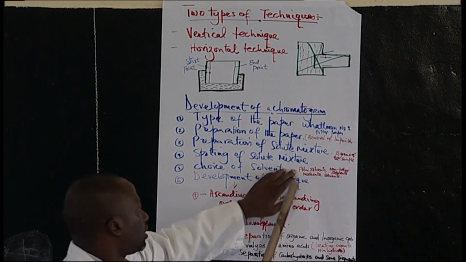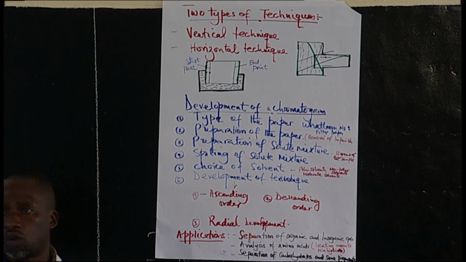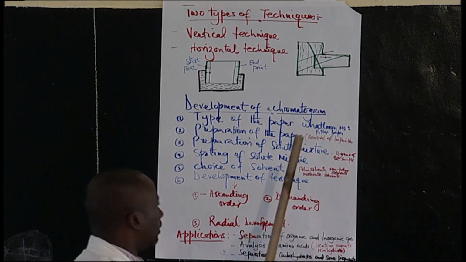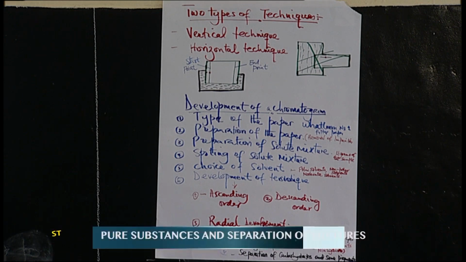There are many solvents. We have the polar solvents, non-polar solvents, and then the moderate solvents. It depends on the type of mixture that you want to separate. In most cases, we use organic solvents, those are the non-polar solvents. We can use also ethanol, tetrachloromethane, acetone, and many others.